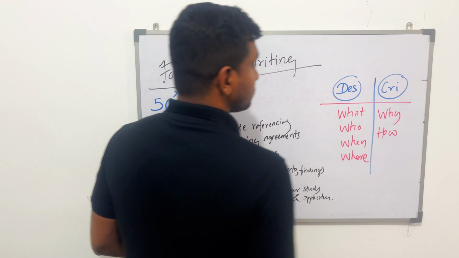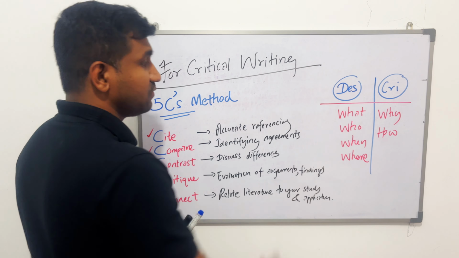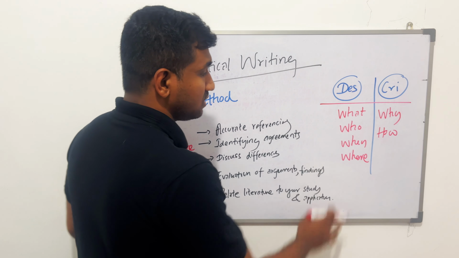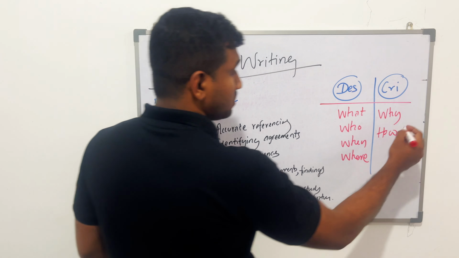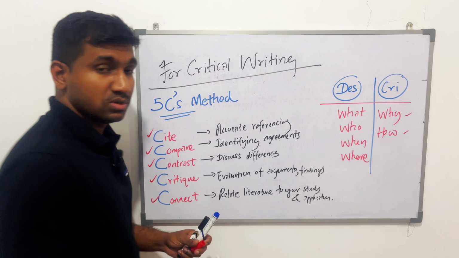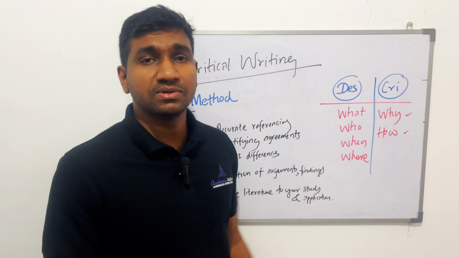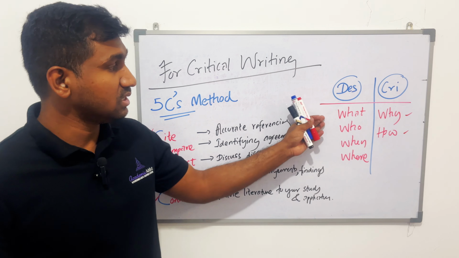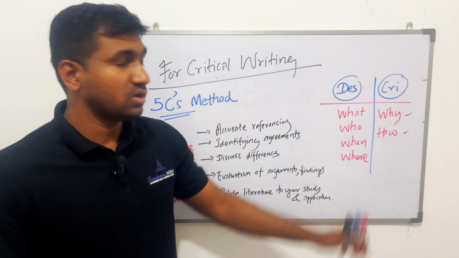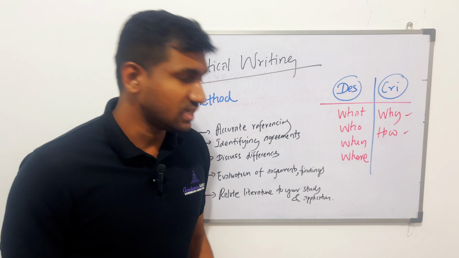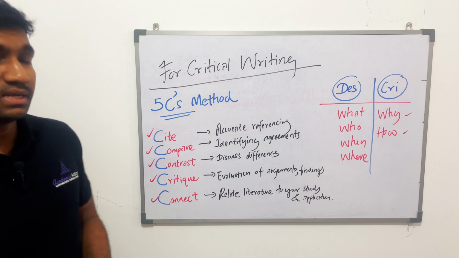Under descriptive writing, it is about what, who, when, and where. So when you write any information, it focuses on what, who, when, and where. Whereas in critical writing, it will focus more on why and how. So these are the simple things. The difference between descriptive writing and critical writing is basically this. In descriptive writing, you're focusing on what, who, when, and where, whereas in critical writing, you're focusing on why and how. Those are the simple differences between these two concepts.